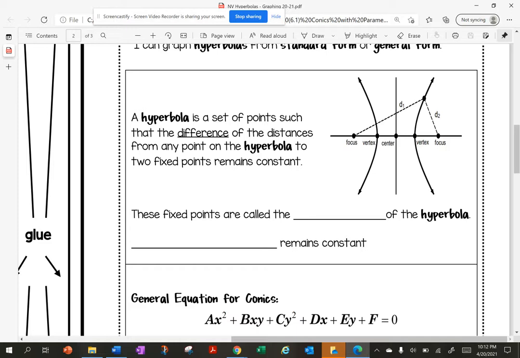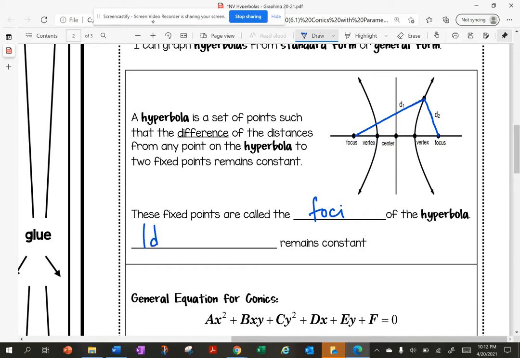A hyperbola is a set of points such that the difference of the distances from any point on the hyperbola to two fixed points remains constant. So I'm talking about from the focus to the hyperbola to the other focus. So these fixed points are called foci, which is plural for focus of the hyperbola, and the distance.